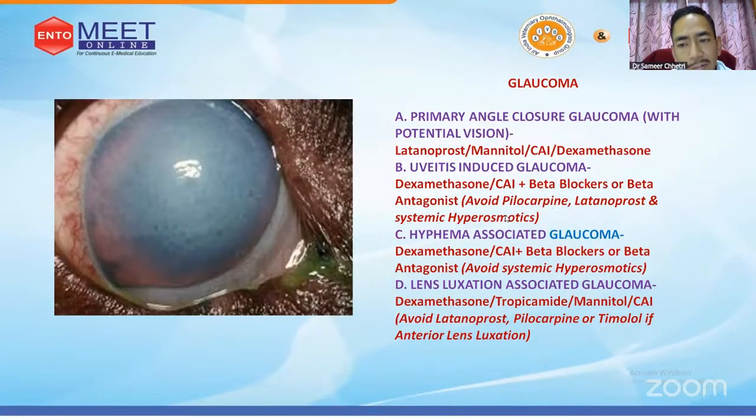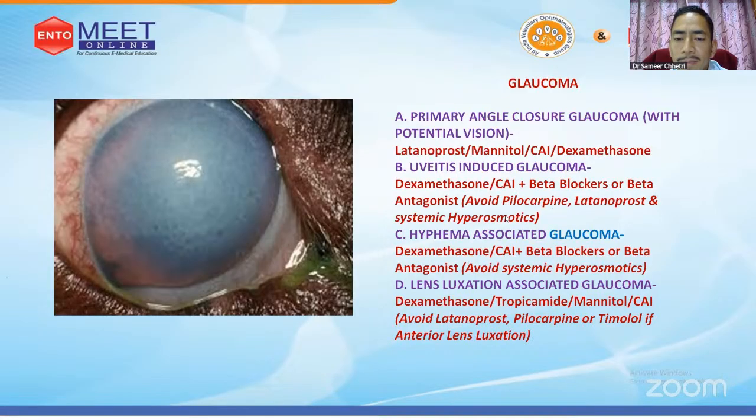Carbonic anhydrase inhibitor. Carbonic anhydrase, we all know, is an enzyme present in the ciliary body that helps in the production of the aqueous humor. So whenever there's a blockage of the outflow of the aqueous humor, this CAI, carbonic anhydrase inhibitor, will act on the ciliary body, resulting in the stoppage of the production of the aqueous humor, thus controlling the intraocular pressure.